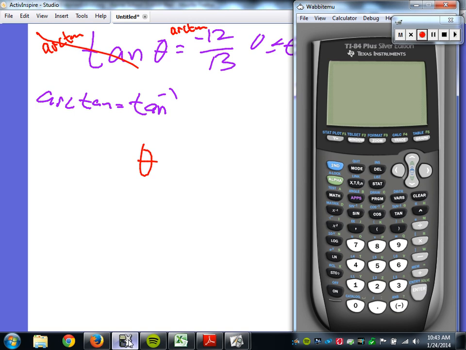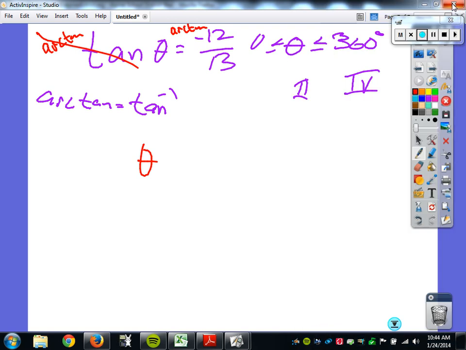So once again, I go to mode. Okay, I'm in degrees. Arc tangent is, for me, the blue one above tangent, right? Of negative 12 divided by 13. Close my parentheses. Negative 42.7, we'll just go 42.71. Okay? Negative 42.71. So theta came out to be negative 42.71. Is that angle acceptable? No. Why? It's negative. It's not within my restrictions of being between 0 and 360, huh?